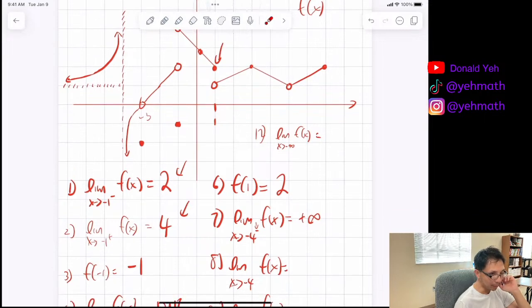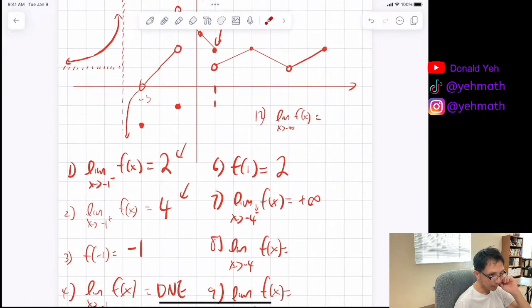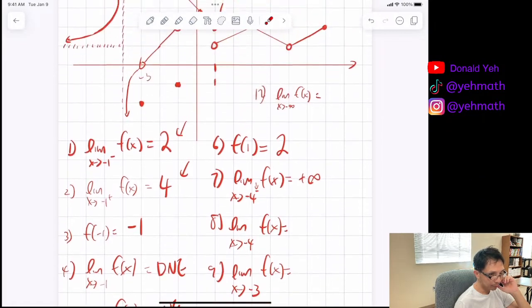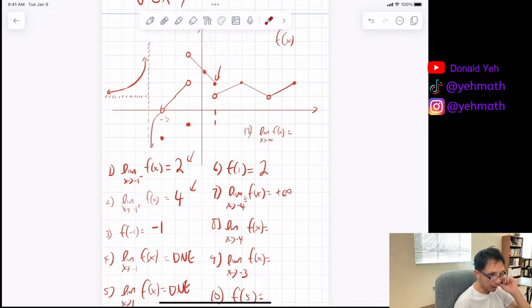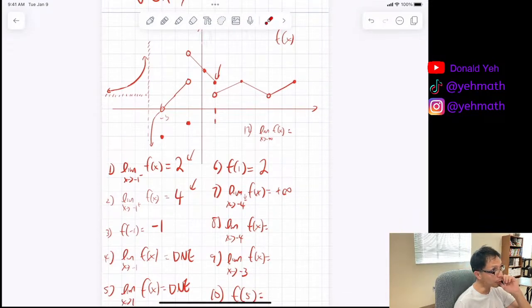Because this is actually unbounded behavior. So you can say it does not exist, but it's going to positive infinity. Okay, so 8, limit as x approaches -4 of f of x. Chase? Does not exist is a good choice, because if you look at it from the right and the left, one is positive infinity, one is negative infinity. So therefore, does not exist.